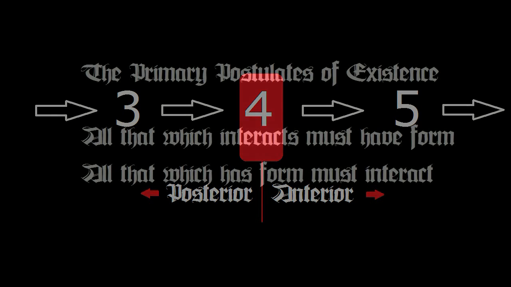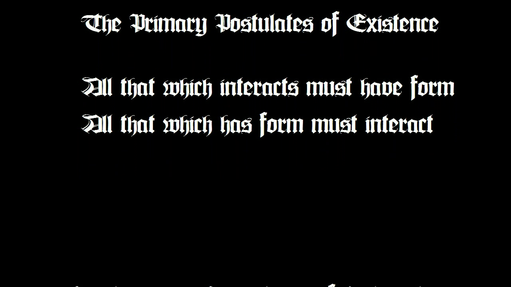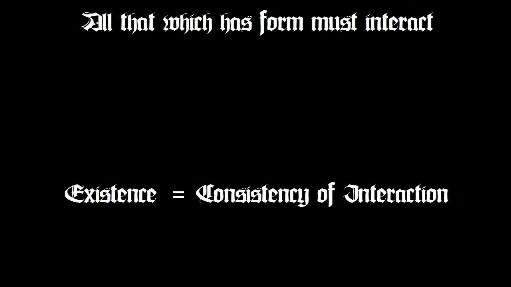We introduce here the primary postulates of existence. A postulate is a term taken as true without proof, because it is the means of proof. Thus one can prove nothing at all without a set of postulates to which all parties agree. These are, all that which interacts must have a form, and all that which has a form must interact. To exist is to interact.